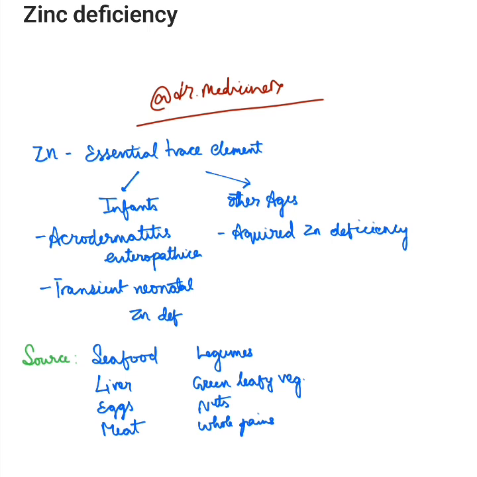In today's video we'll be discussing zinc deficiency. So zinc is an essential trace element, and its deficiency in infants presents as Acrodermatitis enteropathica or transient neonatal zinc deficiency, whereas in other ages it causes acquired zinc deficiency. Coming to the sources of zinc, seafood, liver, eggs, meat, legumes, green leafy vegetables, nuts and whole grains are some of the important sources of zinc.